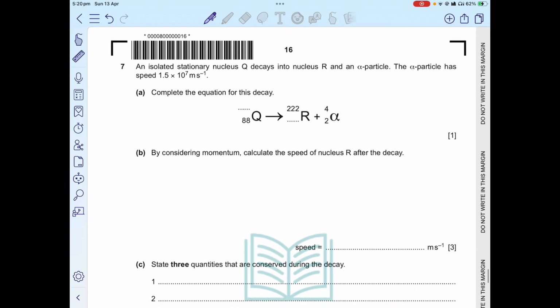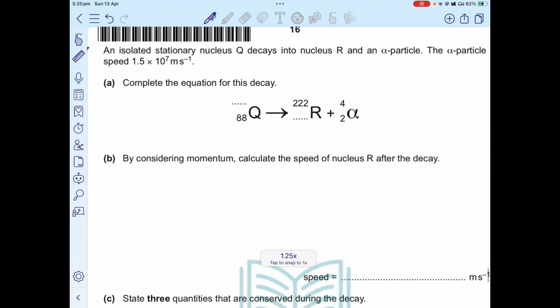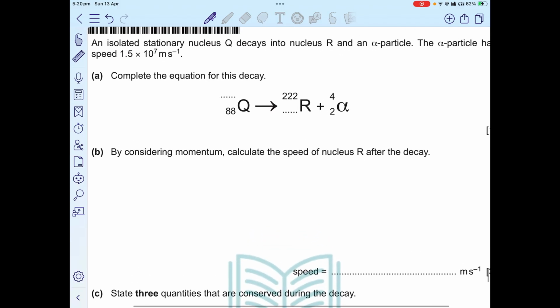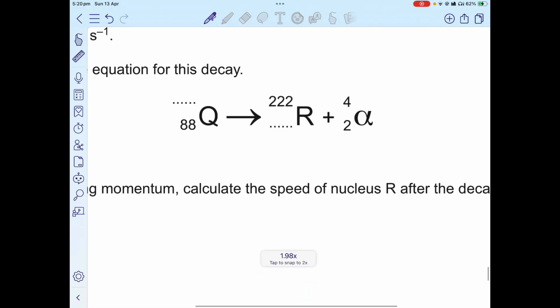All right, now we move on to the last question. An isolated stationary sphere Q decays into nucleus R as well as an alpha particle. The alpha particle has a speed of 1.5 × 10^7 meters per second. Complete the equation for the decay. Now we know that in a decay, the mass numbers and atomic numbers are balanced. So on this side I have 222 and this side I have 4, so this is 226, easy. And this side I have 88 and this is 2, so this should be 86, because 86 plus 2 is 88 and 222 plus 4 is 226.